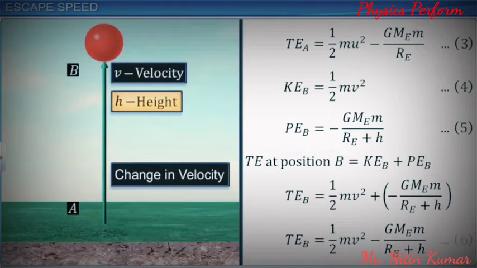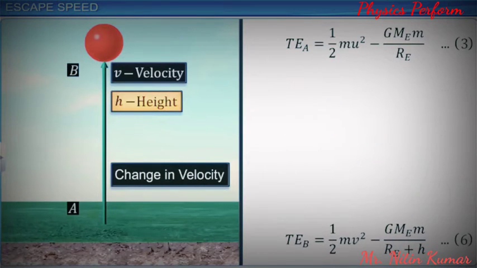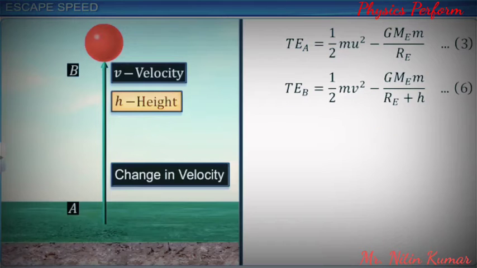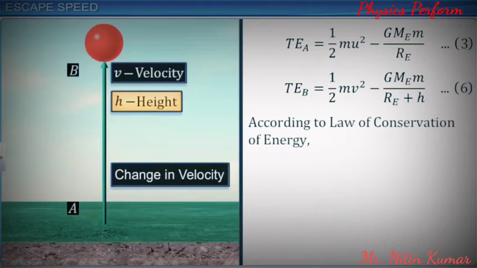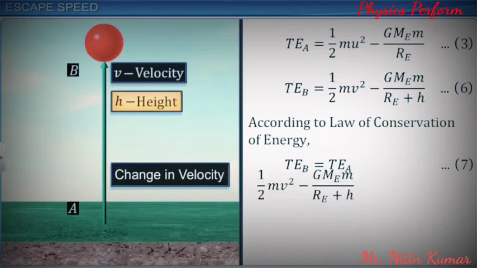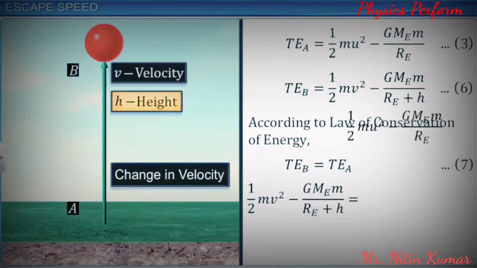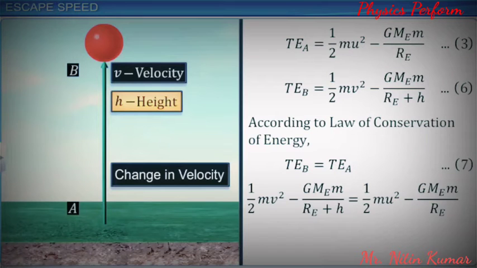According to the law of conservation of energy, the total energy of the Earth-body system at position B is equal to the total energy at position A, denoted by equation 7. On substituting the corresponding terms for the respective energies in equation 7 and on further simplification, you get the equation for kinetic energy of the body at the given height, as expressed in equation 8.